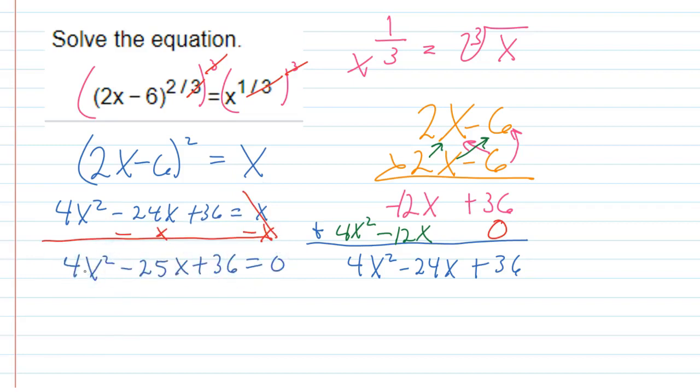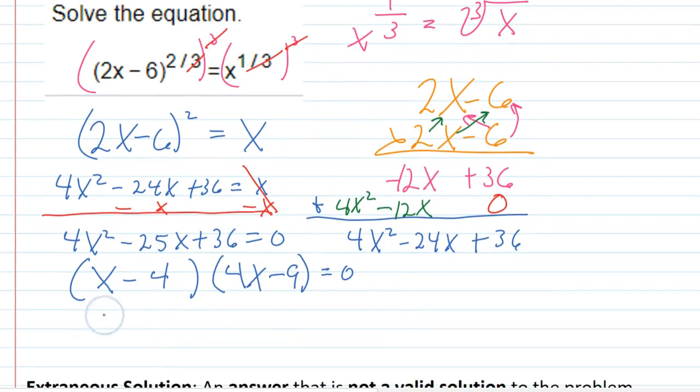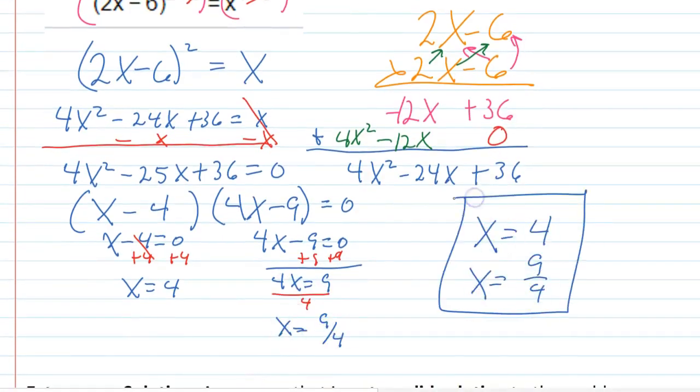There are multiple ways of solving quadratics. You can choose whichever way you want. I'm going to solve by factoring. Remember, set each of your factors equal to 0. Here you're left with two answers, x is equal to 4 and x is equal to 9/4.